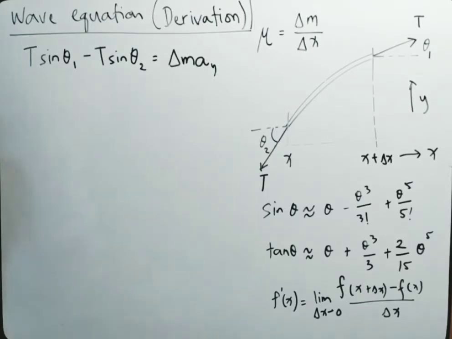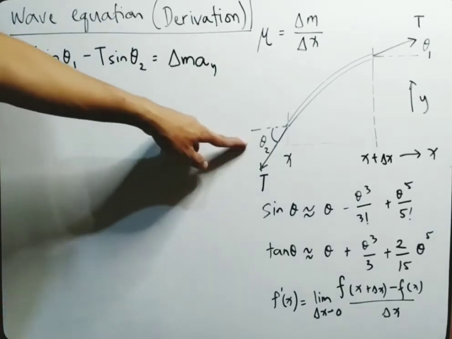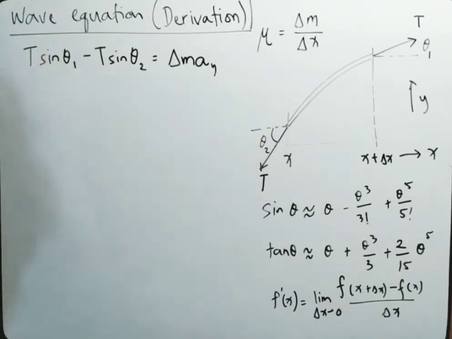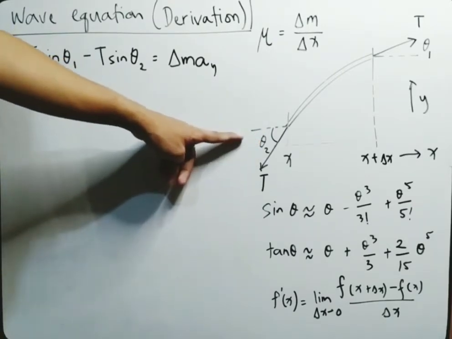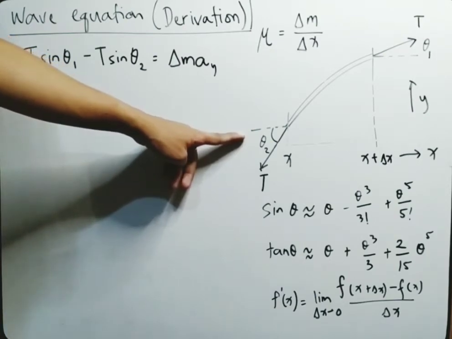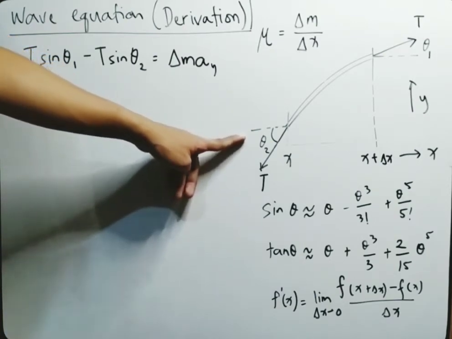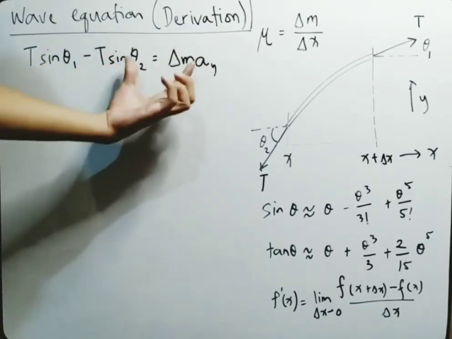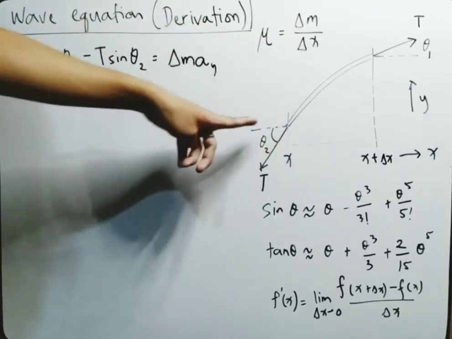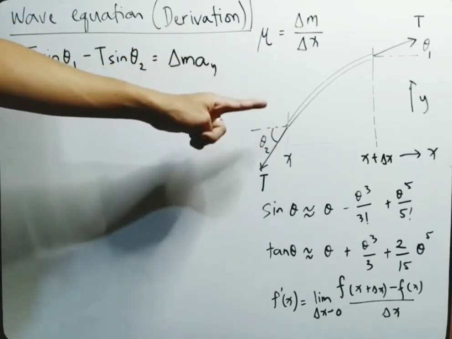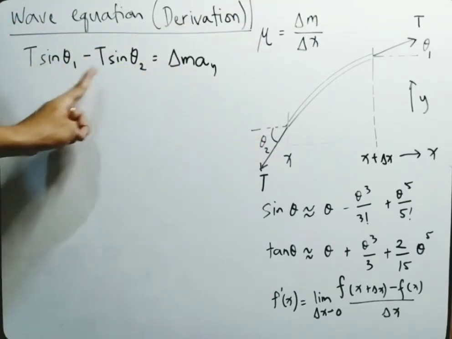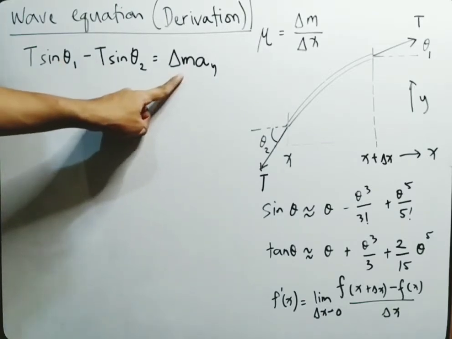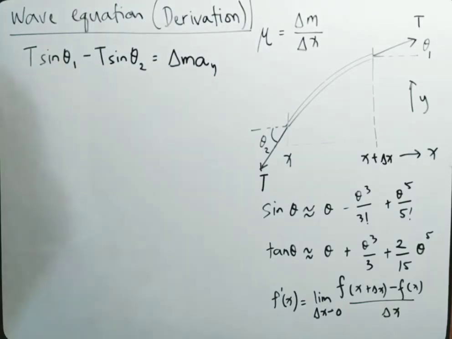So what would be the equation that will fit this scenario? We're going to use Newton's second law, wherein the sum of the forces. Since this string is moving, it is accelerating. It is only accelerating along the y. So the sum of the forces of the tensions is equal to ma. Let me explain this one further. So what would be the sum of the forces here?